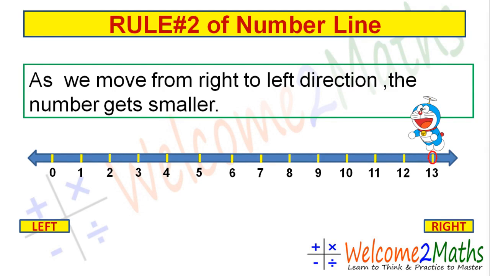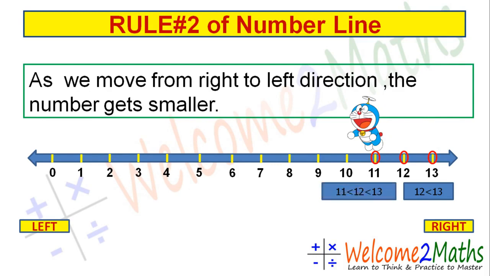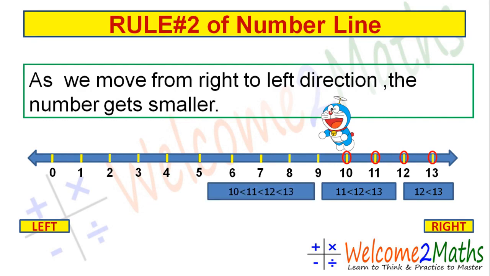So now he moves from right to the left direction. So he is now on the number 12. And we know that 12 is less than 13. Now Doraemon moves to the next number and he is now on the number 11. And we know that 11 is less than 12, which is less than 13. Now he moves to the next number, that is number 10. And we know that 10 is also less than 11, then 12, then 13.